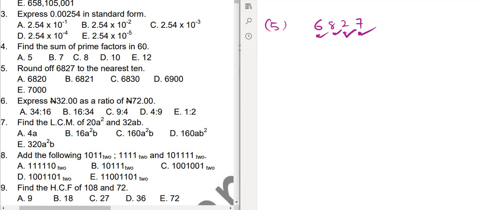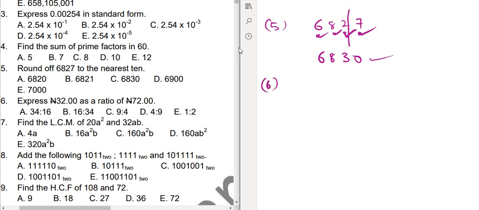So to the nearest 10, is this digit 5 or more? Yes. Call it 1, add it here, and it becomes what? 6,830. So 6,827 to the nearest 10 is 6,800 and what? 30. Option C.